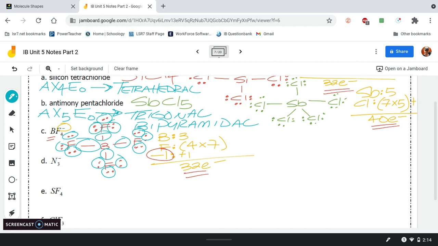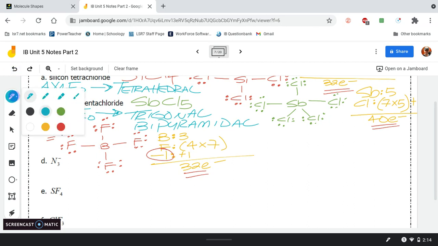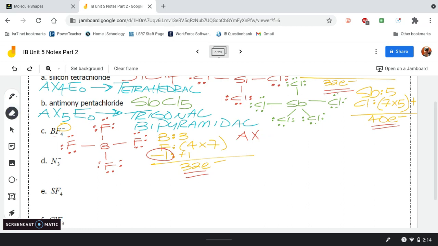So again, this one's just going to work out. So we're going to go with that, and I'm going to put it in red. It's an AX4. I did forget one thing. Let me clean that up real quick.